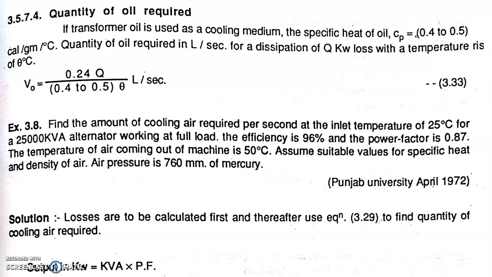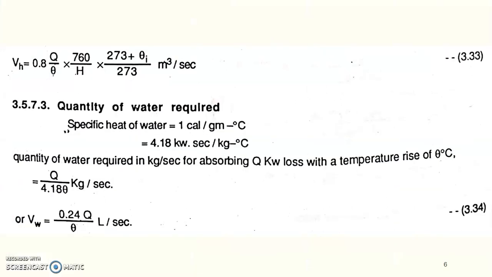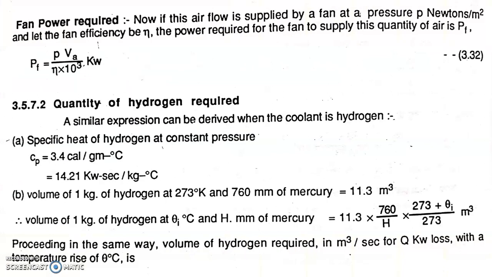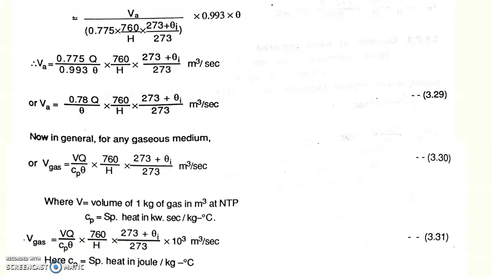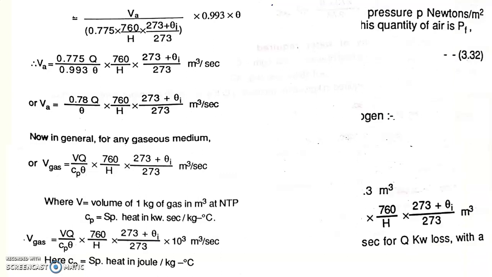So, for the solution, simply follow the last equation, that is 3.29. We will just see what equation 3.29 is. VA equals 0.78 upon theta into Q into 760 upon H into 273 plus theta I upon 273. So just follow it.